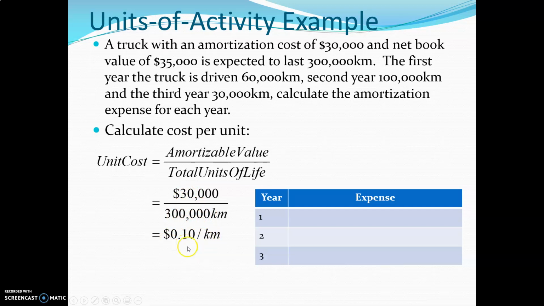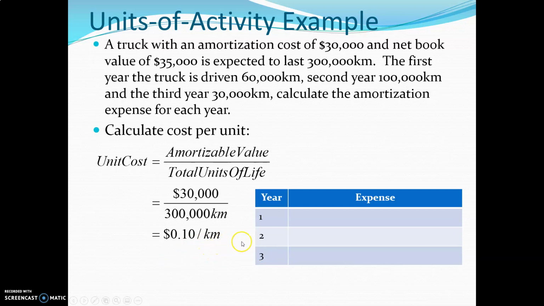The other way we could look at this is every time that we drive this vehicle, the value of it is going down by 10 cents. This is not looking at the operating costs. It is not taking into account gas costs. That would be something which would go under operating expenses. We're only looking at the capital expenditures.